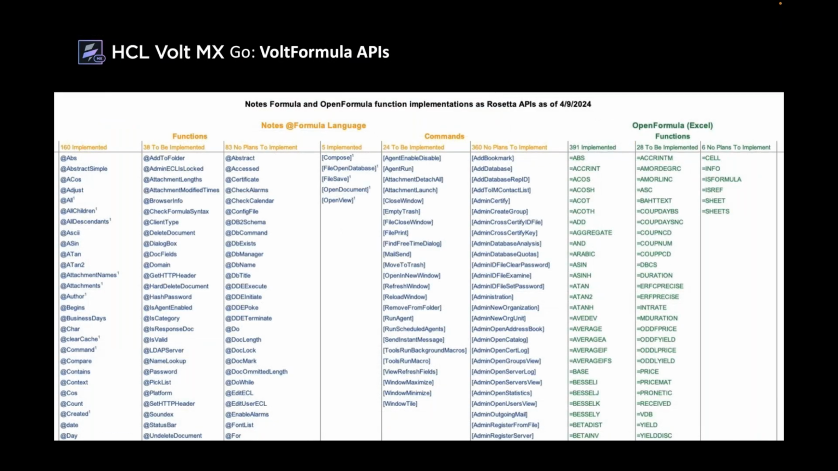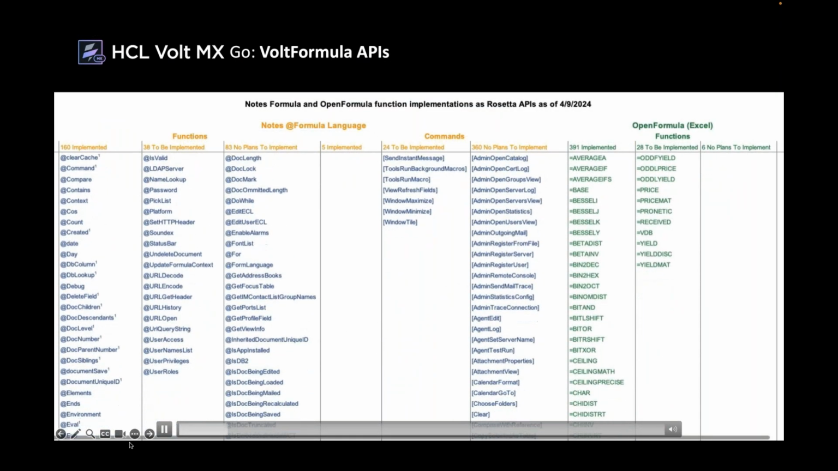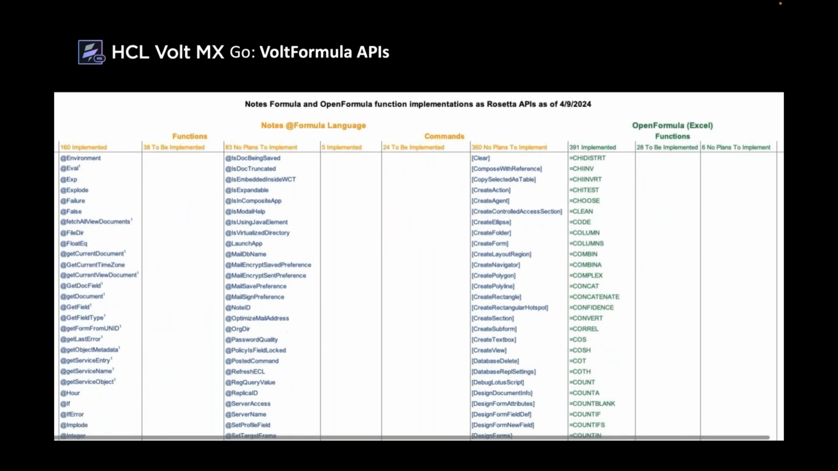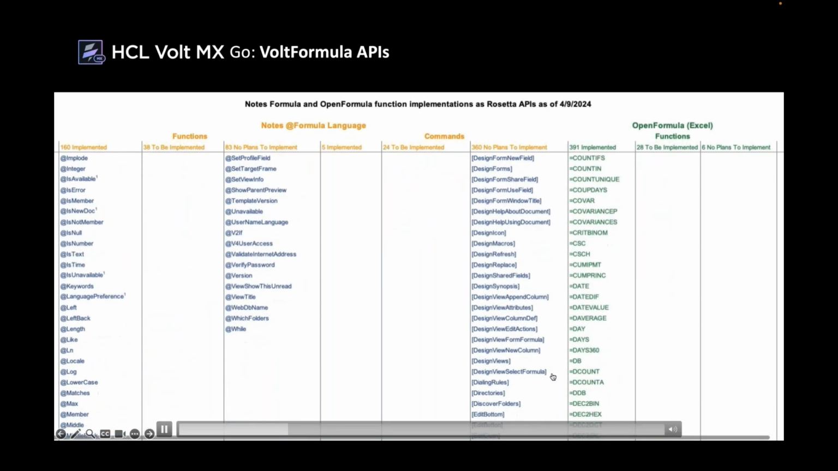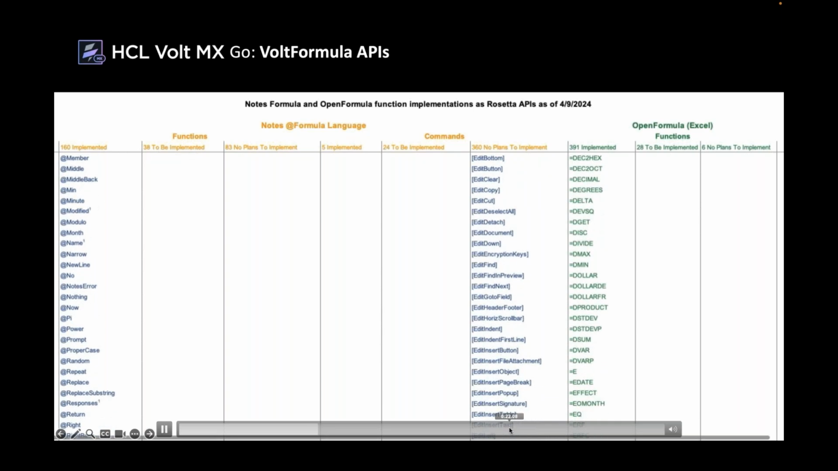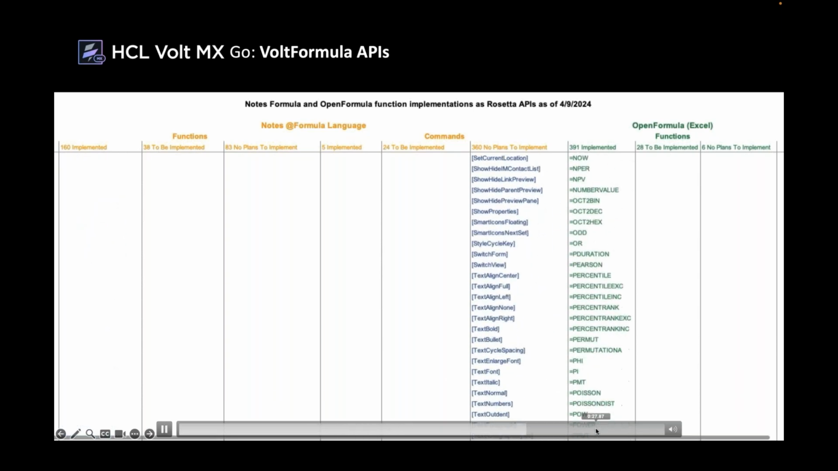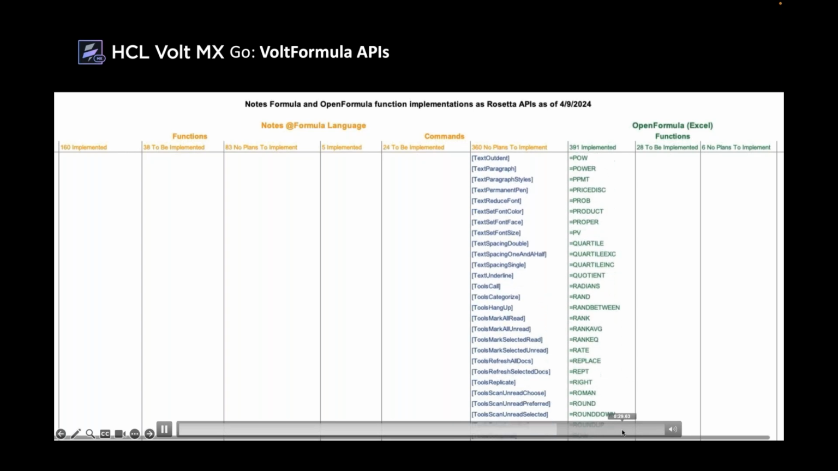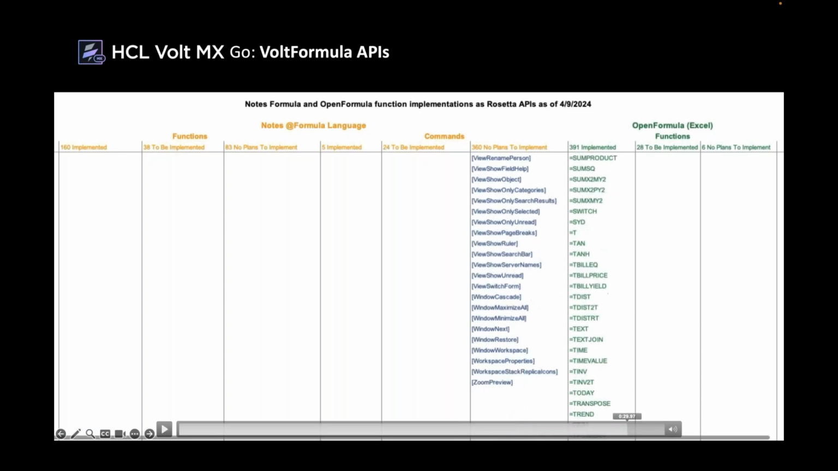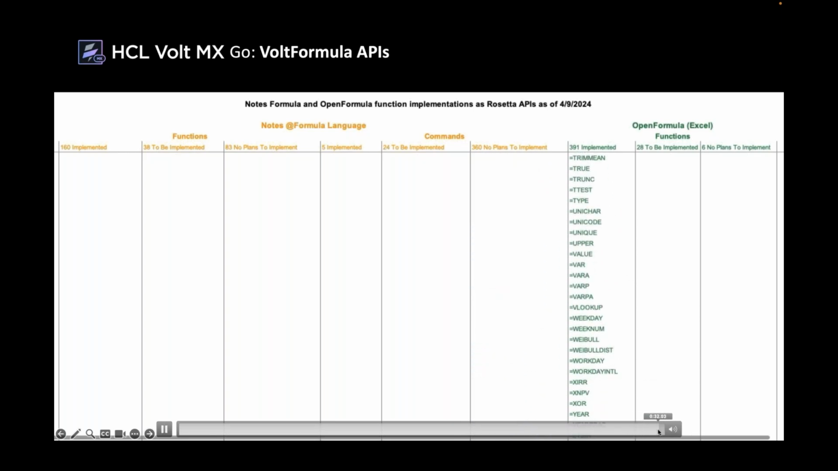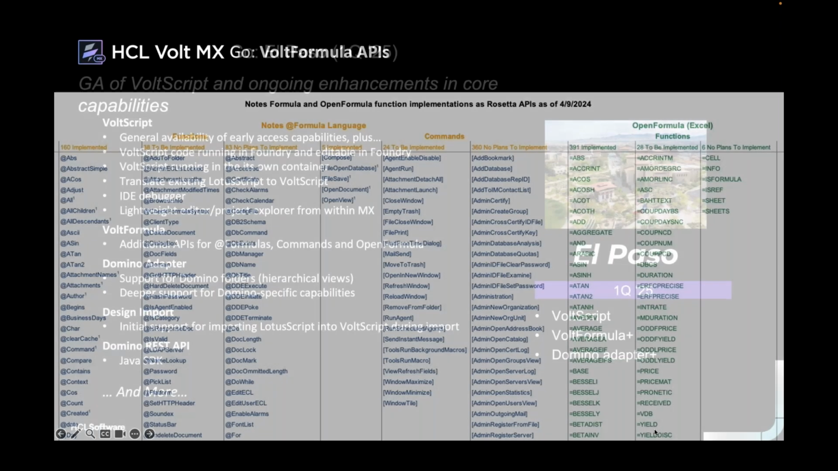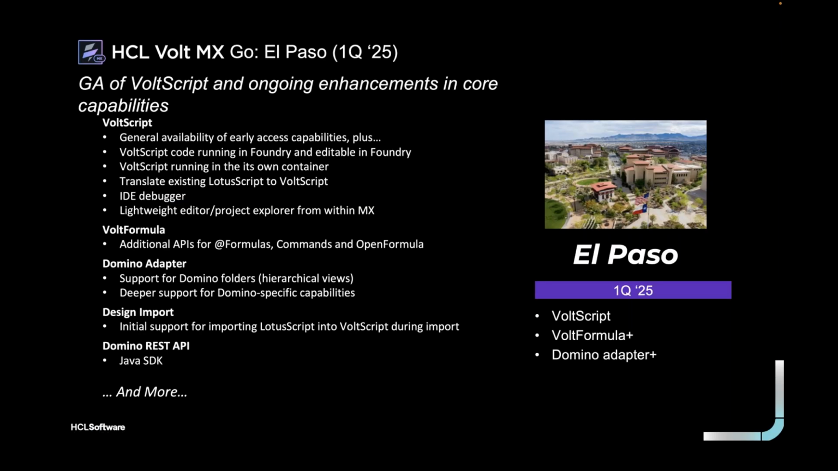So just to give a gist of all the things that we have done in terms of APIs for at formula or for open formula, because the list is too big, we just made a small video to show the amount of functionality that we have been able to convert and make it work with Rosetta. And with that, I'm going to move on to some of the enhancements that are coming in future.